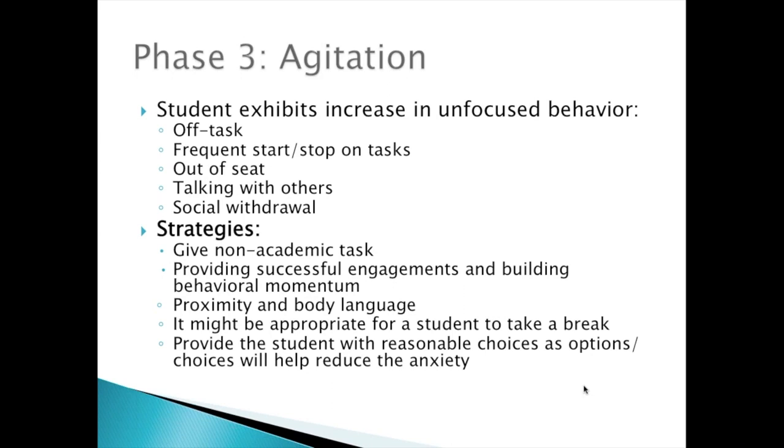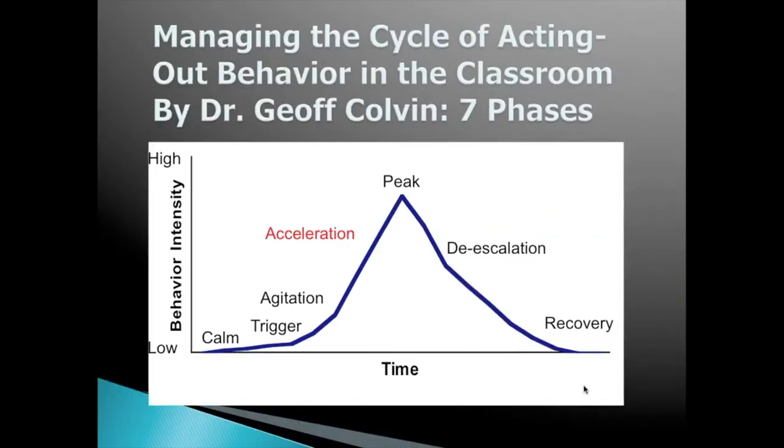So again, if a student is in this agitation phase and is exhibiting some of these behaviors, have a toolkit ready in your mind of some different options that you could make available to a student to maybe take a break from that non-academic task and see if that de-escalation or prevention of going into the next phase could take place. The next of the 7 is acceleration.